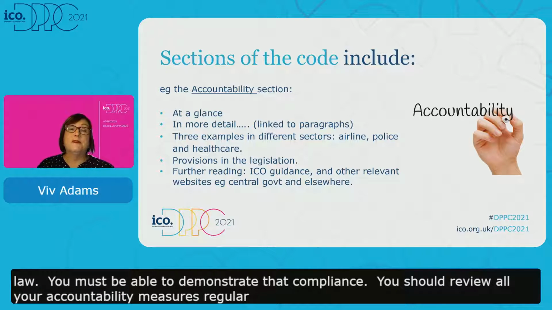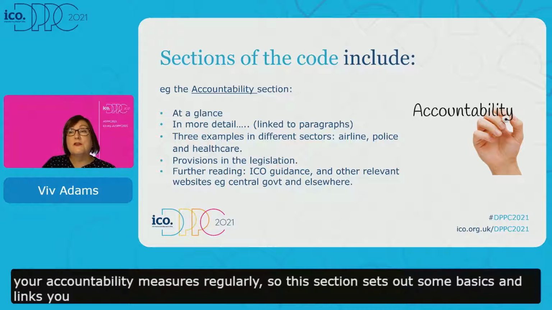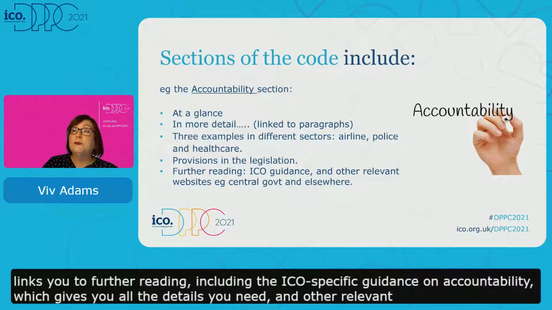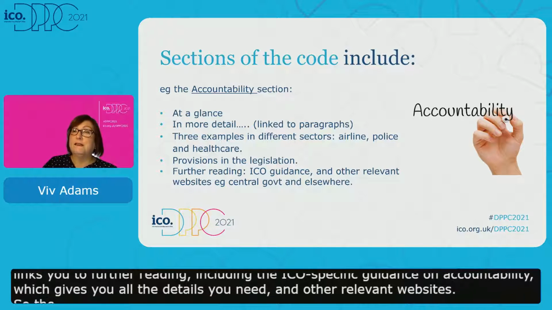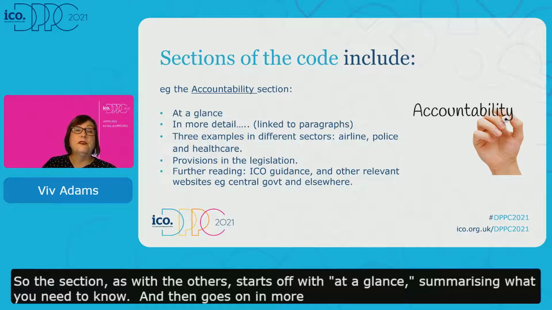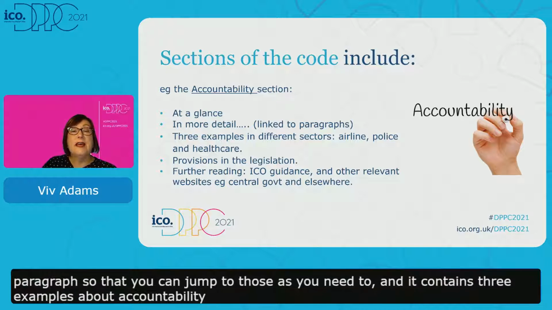So this section sets out some basics and links you to further reading, including the ICO specific guidance on accountability, which gives you all the details you need, and other relevant websites. So the section, as with the others, starts off with an at a glance, summarising what you need to know, then goes on in more detail with a link to every paragraph, so you can jump to those as you need to. And it contains 3 examples about accountability in different sectors: an airline, police, and healthcare.